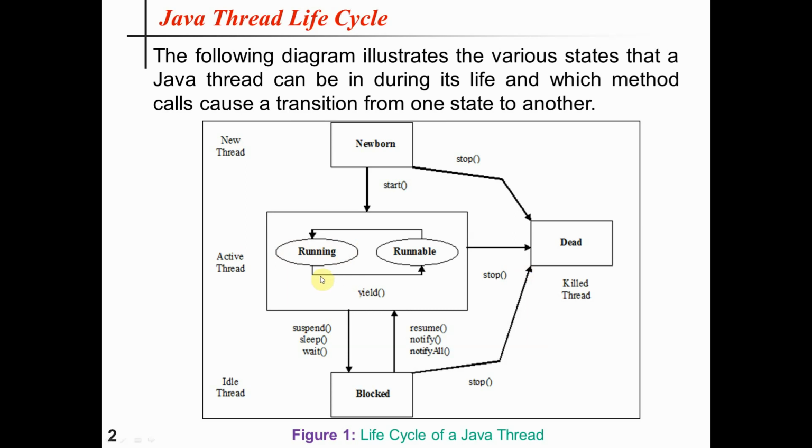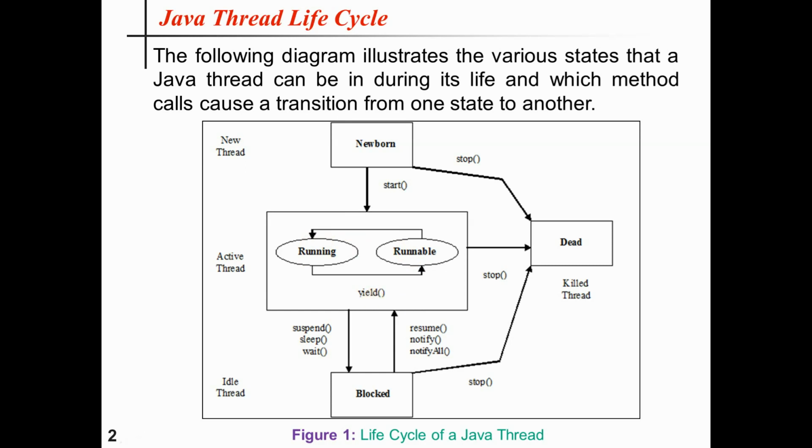So next comes the fourth state, that is blocked. Remember, in case of an active thread, our thread in runnable state can move into the running state whenever it is selected by the thread scheduler, but a thread which is in running state can voluntarily give up its run by calling the static method named yield.